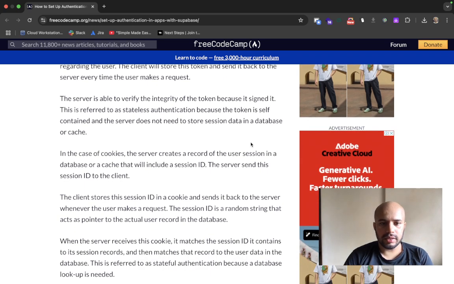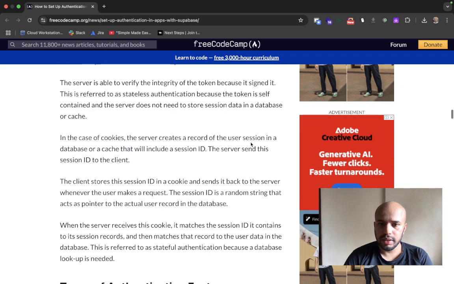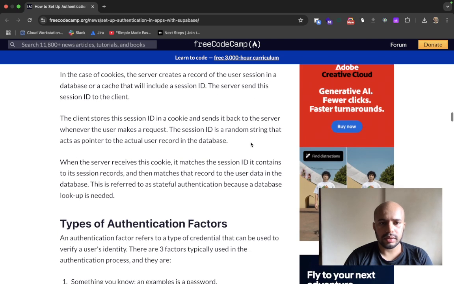In the case of cookies, the server creates a record of the user session in a database or a cache that will include a session ID. The server sends the session ID to the client. The client stores the session ID in a cookie and sends it back to the server whenever the user makes a request. The session ID is a random string that acts as a pointer to the actual database records. When the server receives these cookies, it matches the session ID they contain to its session records, then matches them to the user database.